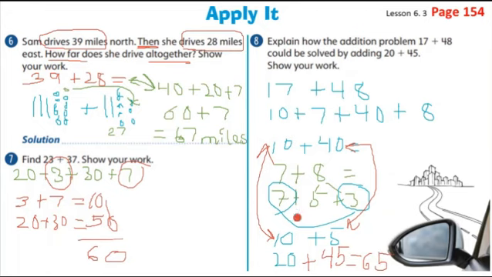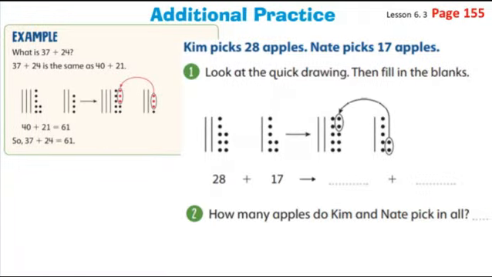Again, 10, 20, 30, 40, 50, 60, plus 5 is 65. Got it? Let's move forward to the next page, page 155. So here's some additional practice. I want you to take a look at this here. Let's look at the example first.